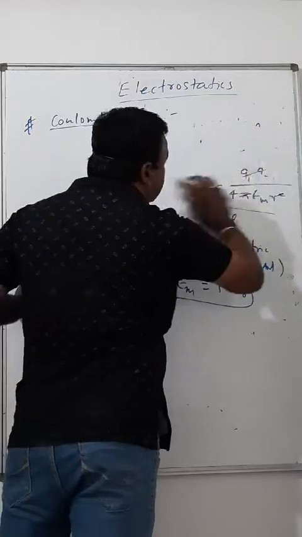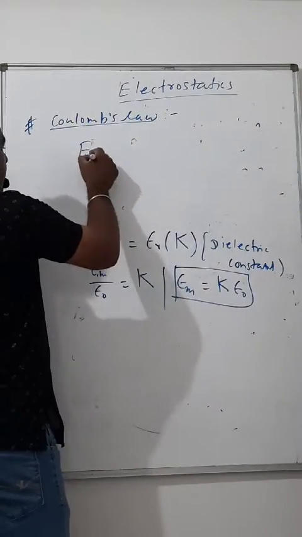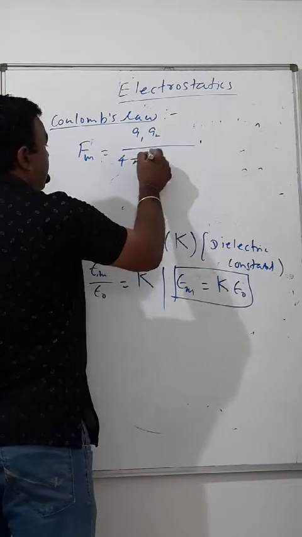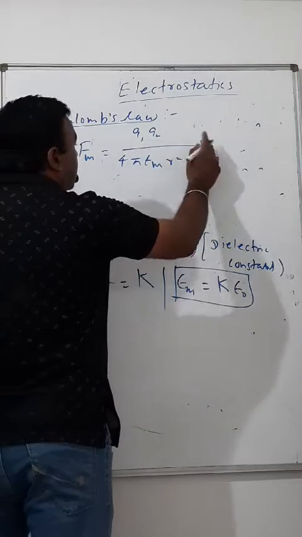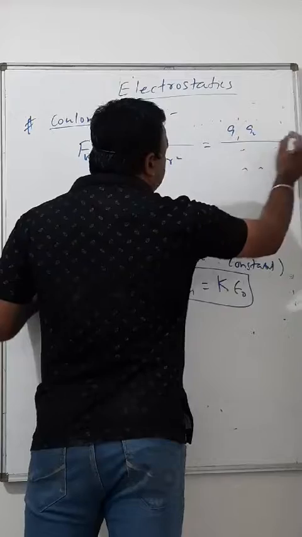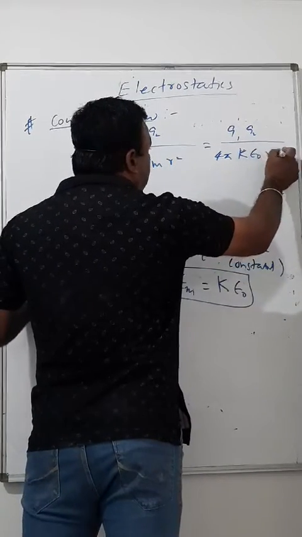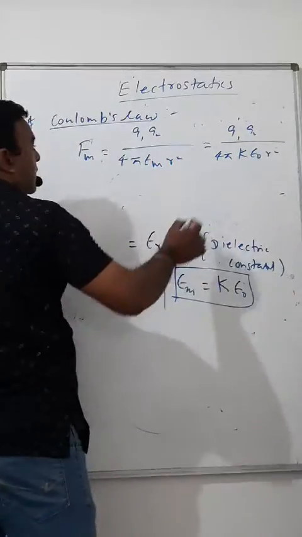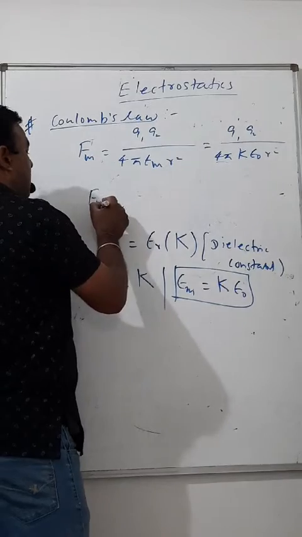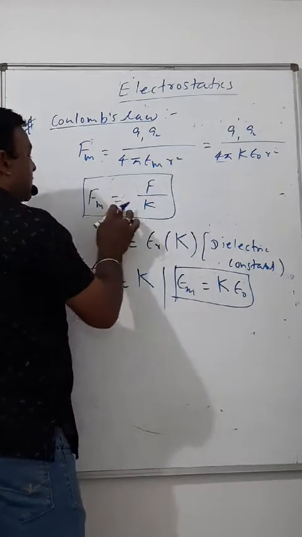Here I write that Fm becomes Q1 Q2 upon 4 pi epsilon m r square, or you can write it as Q1 Q2 upon 4 pi K epsilon naught r square. Now Q1 Q2 by 4 pi epsilon naught r square, so Fm is F by K. This is a very important formula.